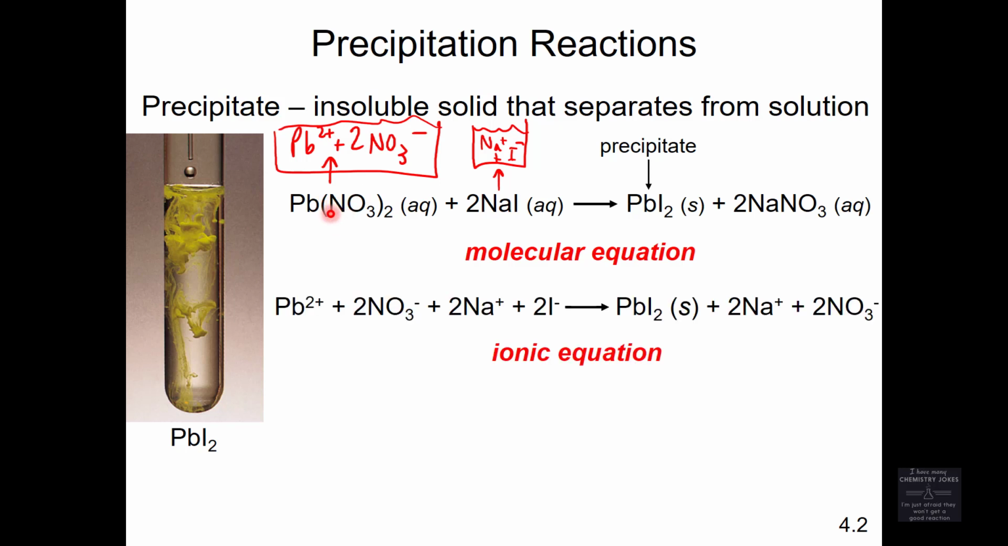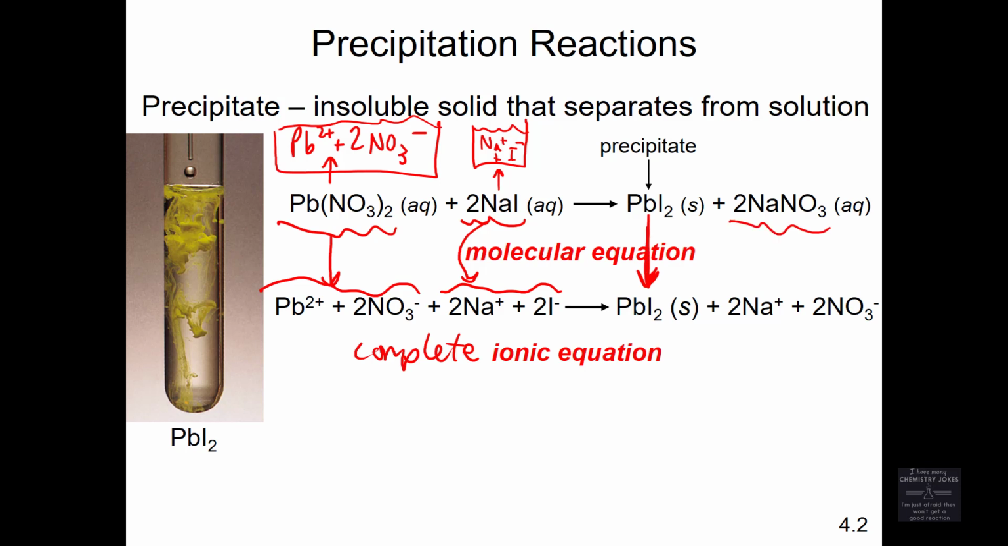In a complete ionic equation, you break down all the things that are considered soluble. So I told you before, lead nitrate is considered soluble, so you break it down into its ionic pieces. I told you sodium iodide is soluble, so you break it down into its ionic pieces. Lead iodide is not soluble, so it stays the same. And sodium nitrate is soluble, so you break it down into its pieces. Complete ionic equation shows all ions on both sides of the equation. And then you can go through and cancel out anything that's exactly identical on both sides.